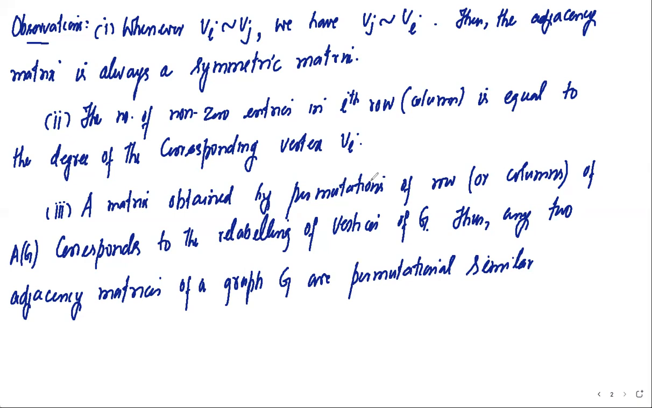So if we permute the rows or columns, then the new adjacency matrix will correspond to the new labeling of the graph. And if we label a graph differently and then construct the adjacency matrix, we will get the adjacency matrix which can be obtained from the original adjacency matrix of the graph by just the permutation of rows or columns. So when any two adjacency matrices of the graph are permutationally similar, they share the same spectral properties.